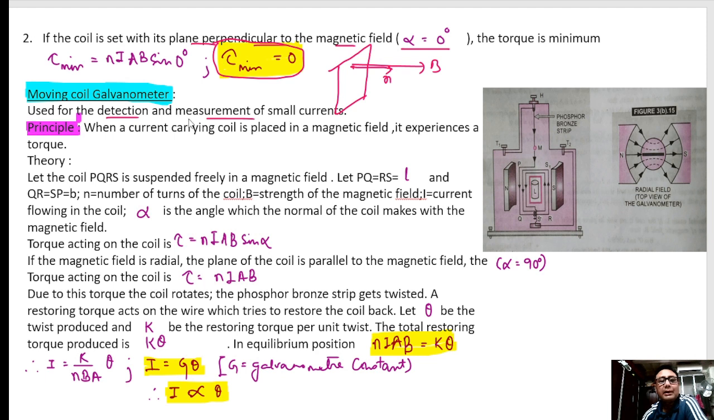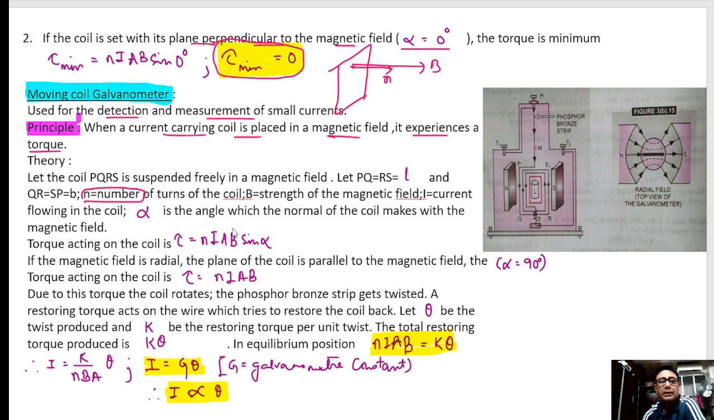The principle says that when a current carrying coil, current is coming like this, is placed in a magnetic field, it experiences a torque. This is the main principle. Let the length of this coil be L, the breadth be B, which we have all studied previously. Let there be n number of turns.